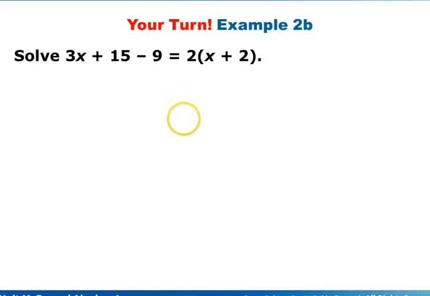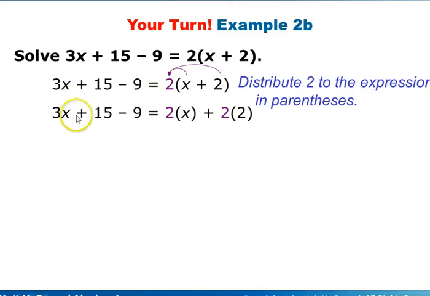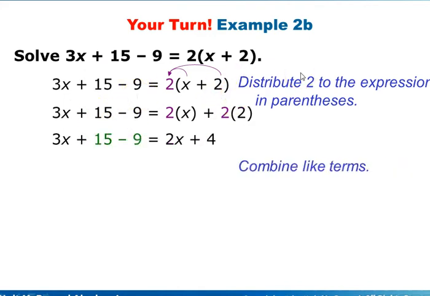Alright, so your turn. Go ahead and try this one. Pause, come back and get the answer. Alright, welcome back. So here's the answer. First thing we want to do is distribute. Be very careful. And then we end up with 3x minus 15. Now we did not do anything on this side, so it stays the same. We only touch this side, and we will end up with 2x plus 4.